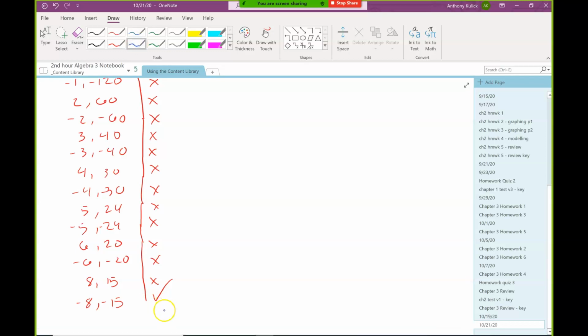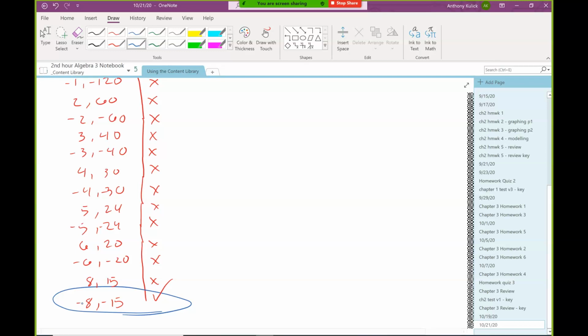So it took a while to get there, but I went systematically, so I knew that I couldn't miss the number. By just guess and checking, it would have taken a while to get to 8 and 15, or negative 8 and negative 15. But if you just go systematically, taking each pair of possible factors and keep working till you find it, you'll find it. Is that okay?